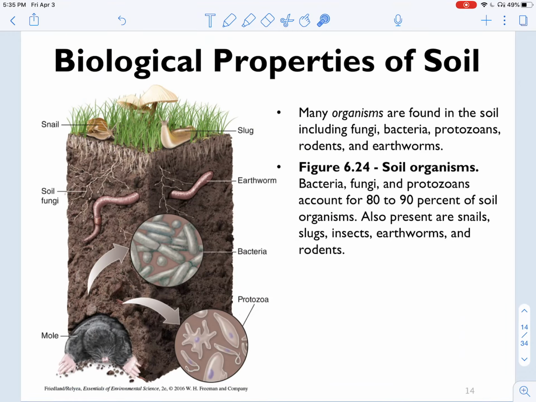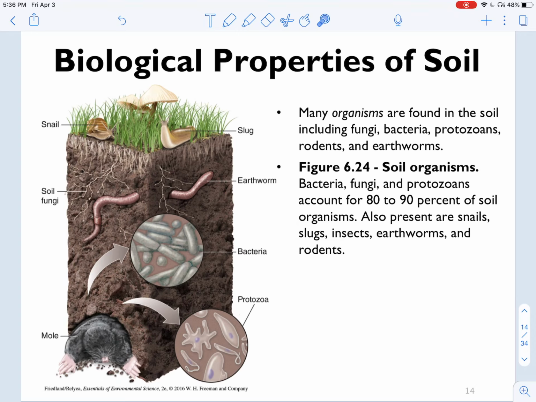So we have large things like worms and slugs up here. We also have large creatures that burrow their way through here. And we also have millions upon millions of bacteria and protozoa, fungi, some you can see, some you can't see. And this figure notes that between 80 and 90% of soil organisms are bacteria, fungi, and protozoans. So most of the living stuff in that soil are things that we can't even really see.